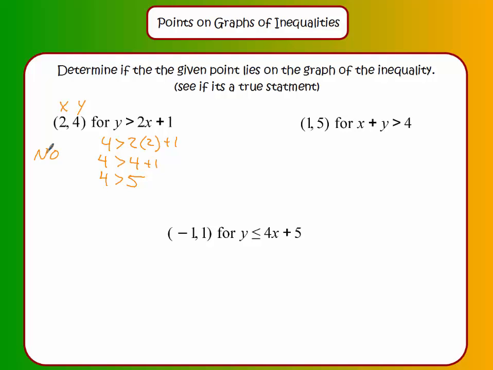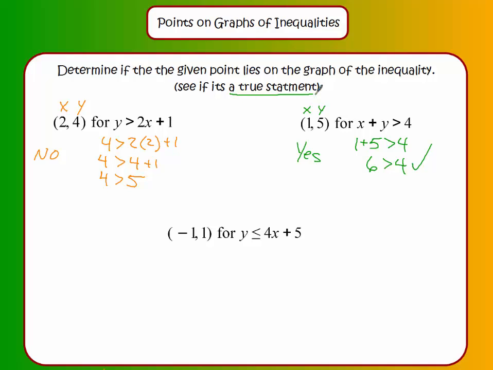Let's try the one over in the top right. The point is 1, 5, and we're looking for x plus y is greater than 4. So again, this is my x, this is my y. So x is 1, y is 5. 1 plus 5 is greater than 4. That tells me 6 is greater than 4. And that is a true statement. So this point, 1, 5, does lie on the graph of that inequality. Again, that's what a true statement means: it's correct in the end.